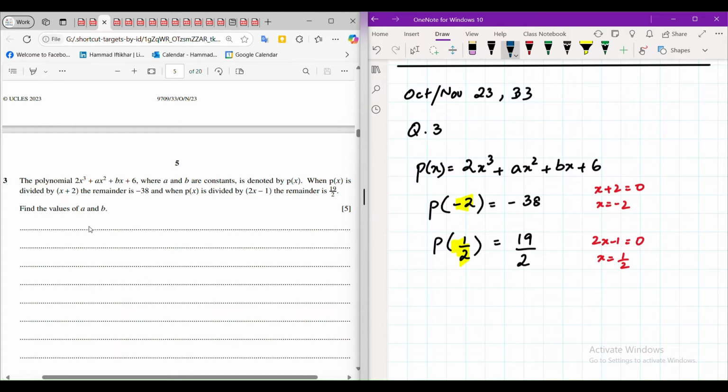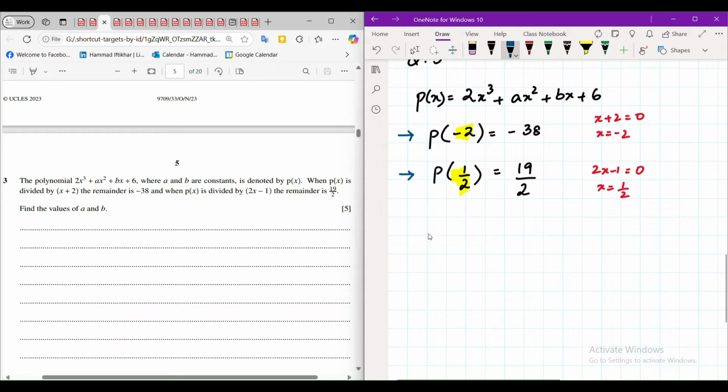Now, we have two unknowns. Find the values of a and b. To find the two unknowns, we need two conditions, and these are coming from these two conditions. So let's expand these. Let's call them first and second, and let's start with the first one.